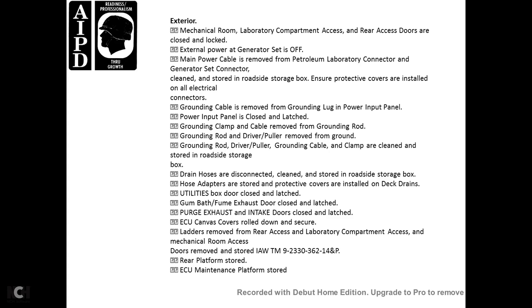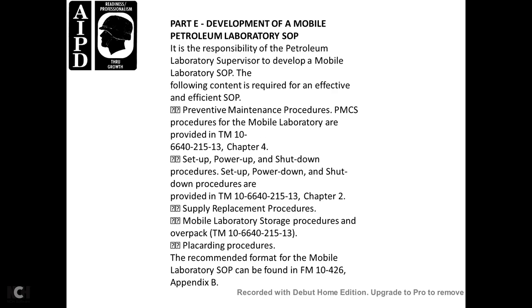Utilities bay stores closed and locked, the gun bath and fume exhaust door closed and latched, purge exhaust and intake doors closed and latched. The ECU canvas covers are rolled down and secured. Ladders are removed from the rear access, laboratory component access, and mechanical room air access doors and stored, in accordance with technical manual 923-30-362-14P. Rear platform stored, ECU maintenance platform stored.